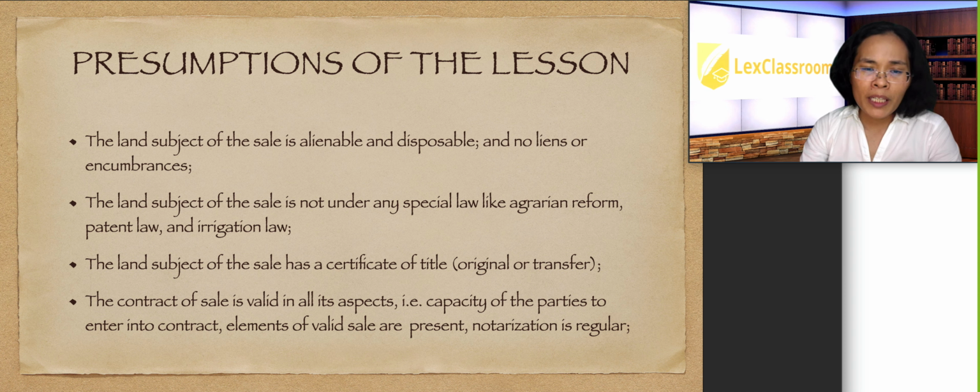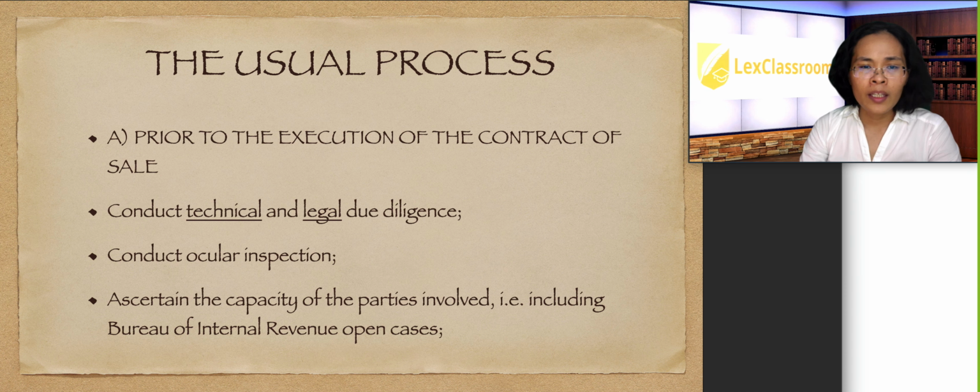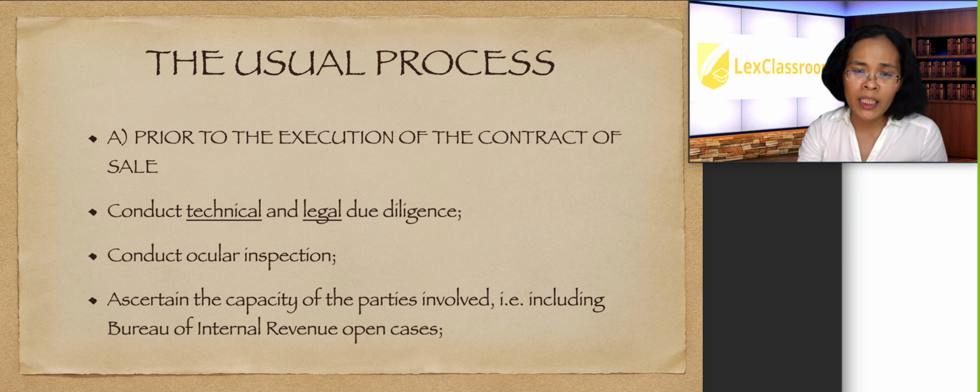Okay, so we begin with the usual process. Actually, I divided the usual process in the acquisition of a parcel of land into three: prior to the execution, during the execution, and after the execution of a contract of sale, because we're talking about a sale. So what is involved here is plainly a deed of absolute sale.